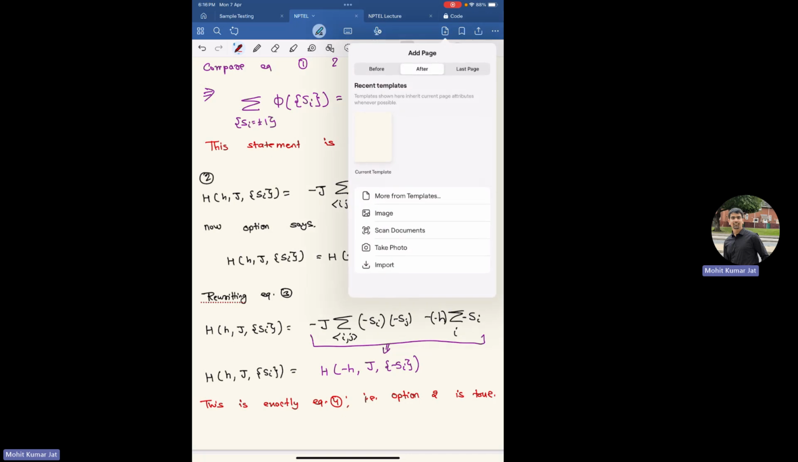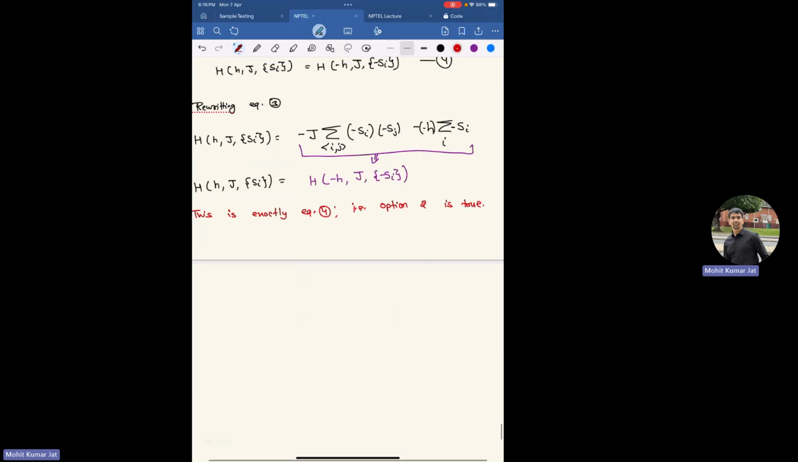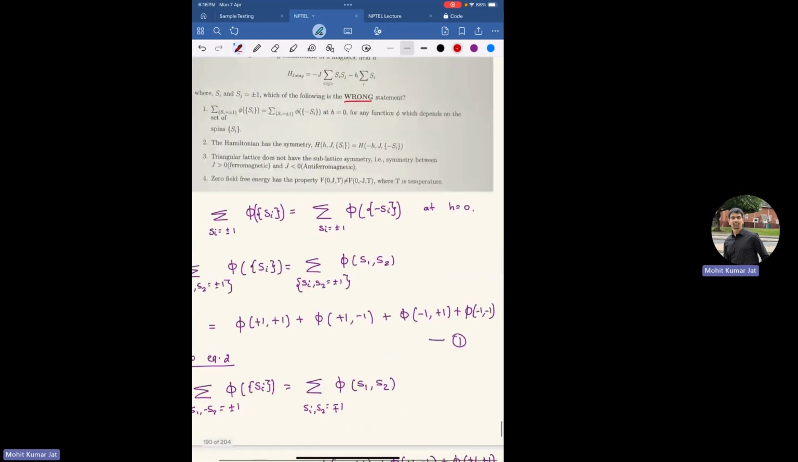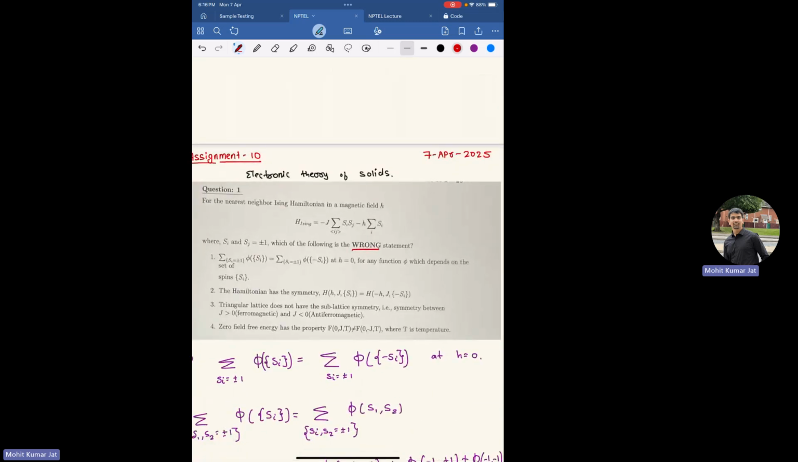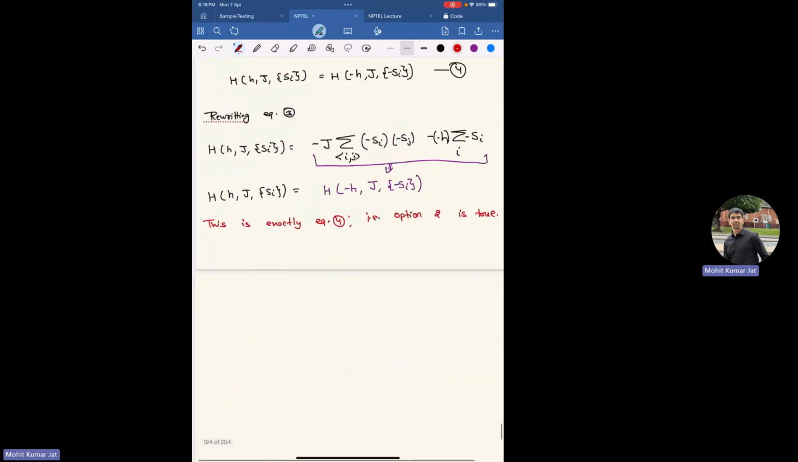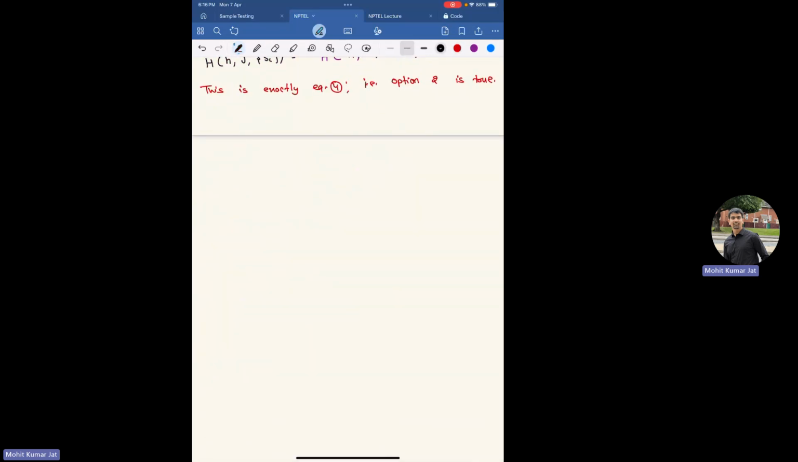Now moving on to the third option, which is: triangular lattice doesn't have the sublattice symmetry. That is symmetry between J greater than 0 and J less than 0. That's what it says. So let's just solve it. Option number 3 says that the triangular lattice doesn't have the sublattice symmetry, that is, symmetry between ferromagnetic and antiferromagnetic.